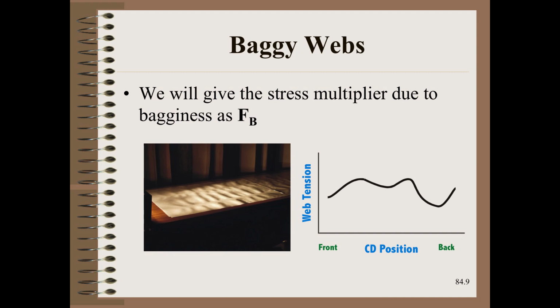Baggy webs are much tougher to quantify. In fact, severity has been impossible to measure regularly, as one might wish to do, such as for quality control purposes. However, just because it is tough does not mean that we can ignore its contribution. We will designate the baggy web stress multiplier as F sub b. It is the ratio of the peak MD tension over the average tension.